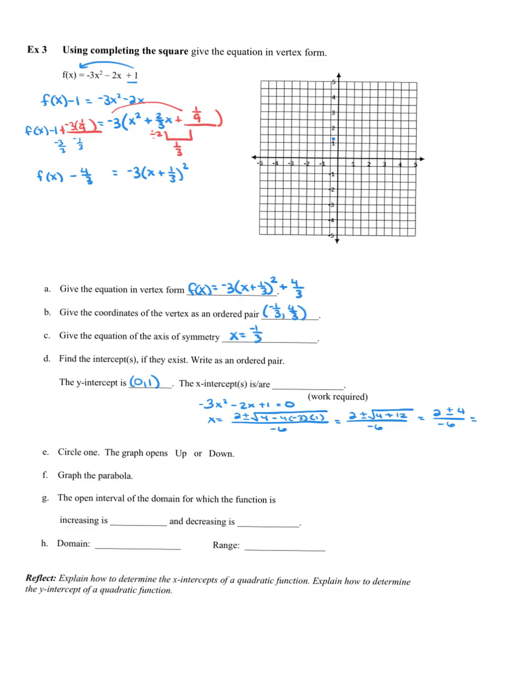So 2 plus 4 is 6 over negative 6 is negative 1. And 2 minus 4 is negative 2 over negative 6 is 1/3. So negative 1, 0, and 1/3, 0. Okay, and then I also know that the y-intercept is 0, 1.